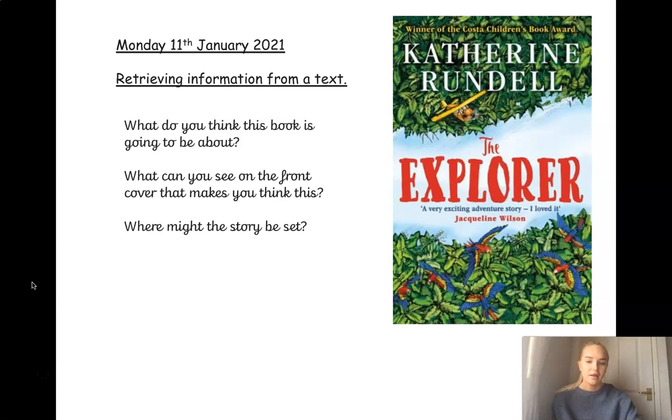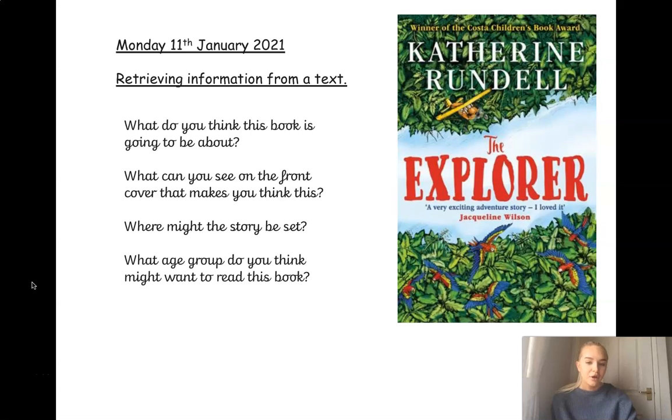Number 3, where do you think the story might be set? What clues are given on the front cover that make you think, oh, this is set in this location, or this is set in this country? Have a think, please. Your next question, what age group do you think might want to read this book? Do you think it might be old people? Do you think it might be younger people? Or do you think it's just going to be around your age group?